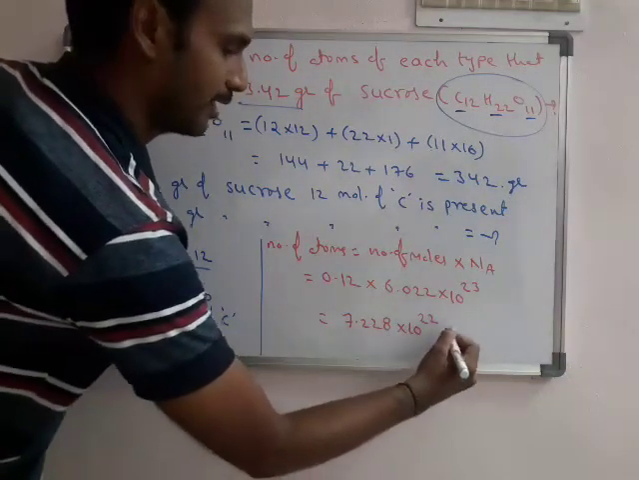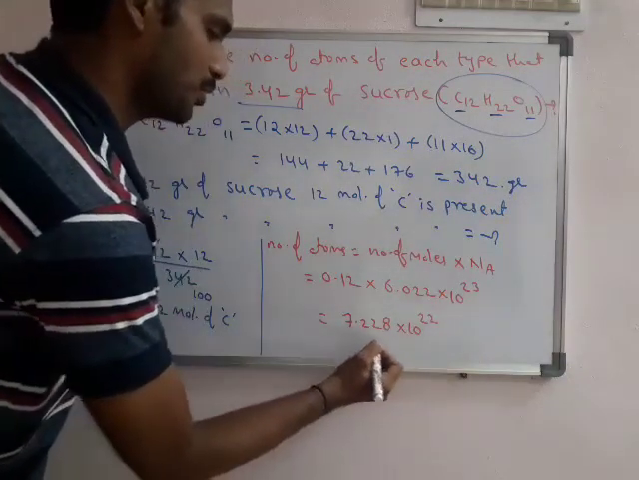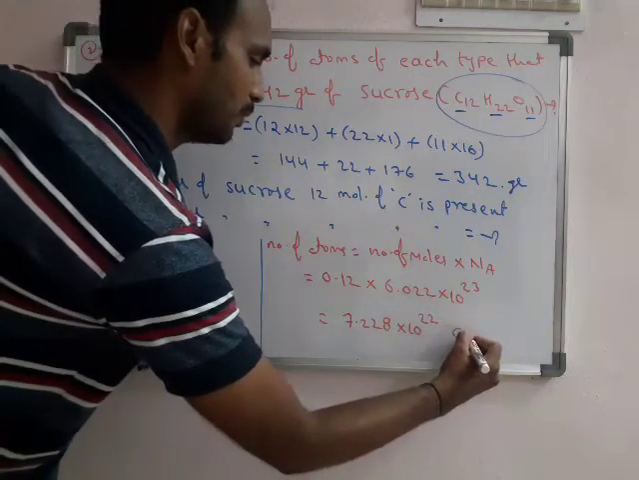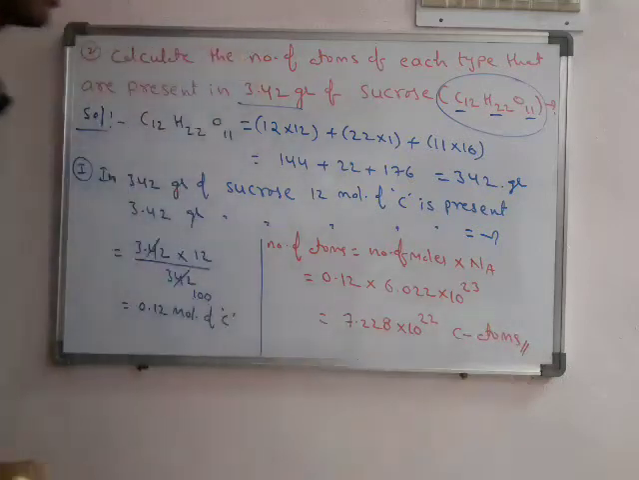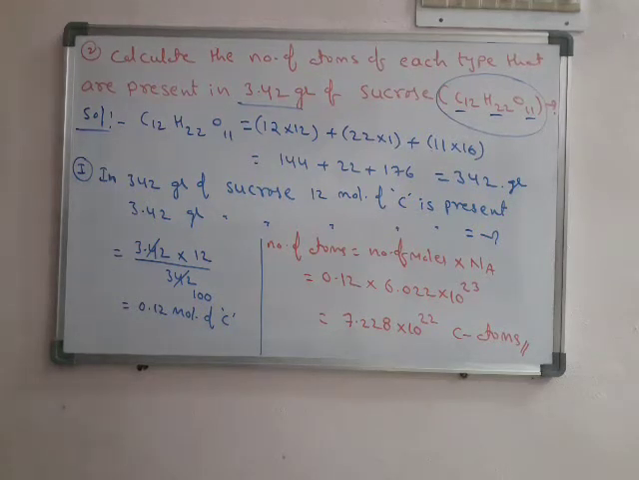You need to do the calculation. 7.228 into 10 power 22 carbon atoms are present. Okay, in the same way we need to find out the number of hydrogens and number of oxygens.